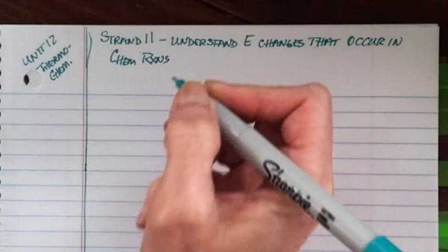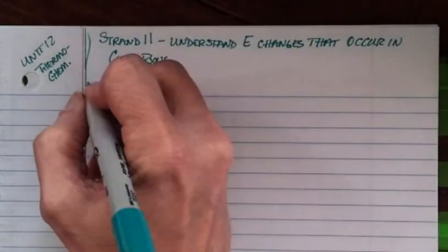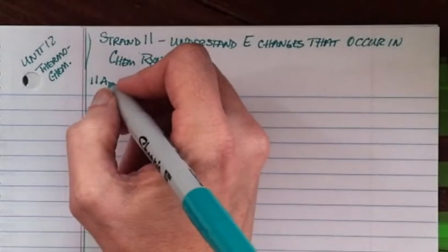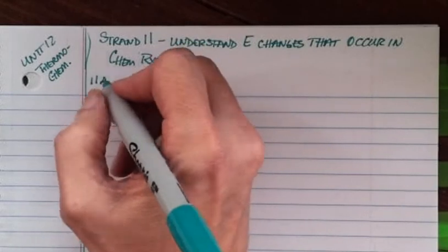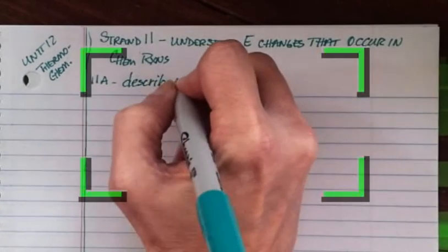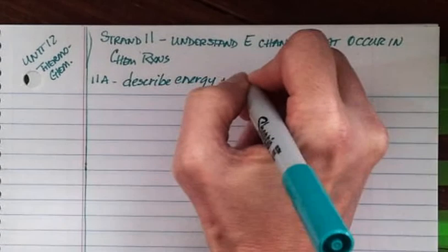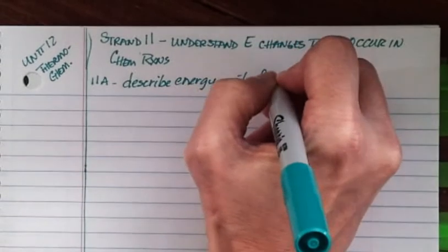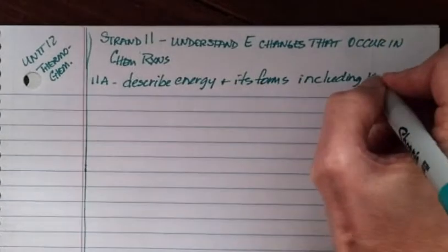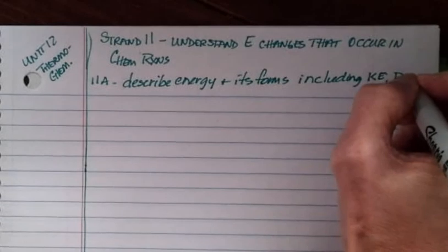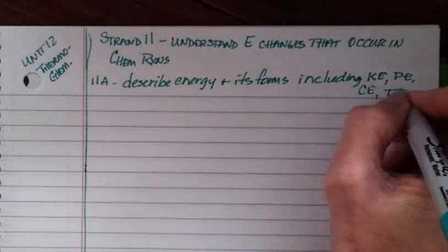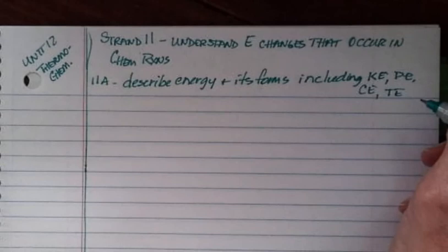And we're going to start off with 11A. And 11A, and we've talked about this a lot before too: describe energy in its forms including kinetic energy, potential energy, chemical energy, and thermal energy. So describe energy and its forms, including kinetic energy, potential energy, chemical energy, and thermal energy. And I'll remind you what those little things are abbreviations of as we go through here.